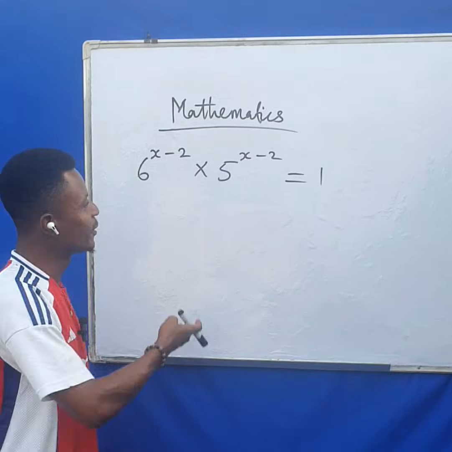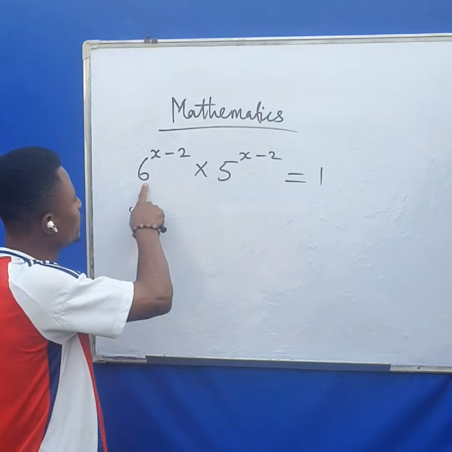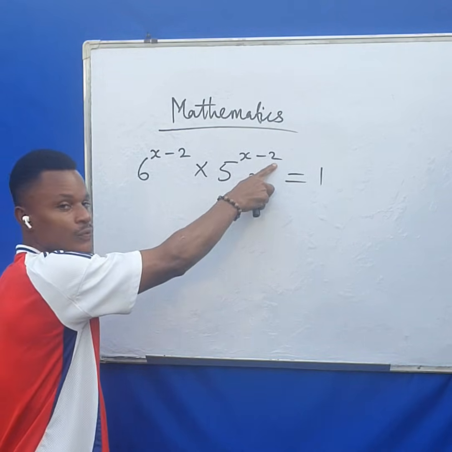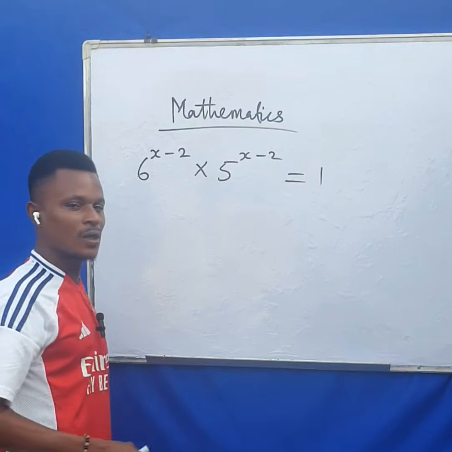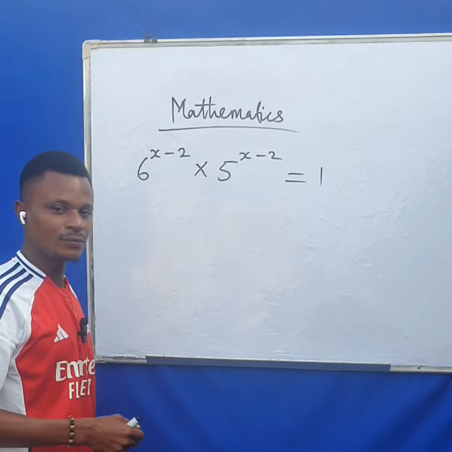Let me show you how to solve this kind of math question on the board. We are given 6 raised to the power of x minus 2 times 5 raised to the power of x minus 2 equal to 1. And we are expected to find the value of x.